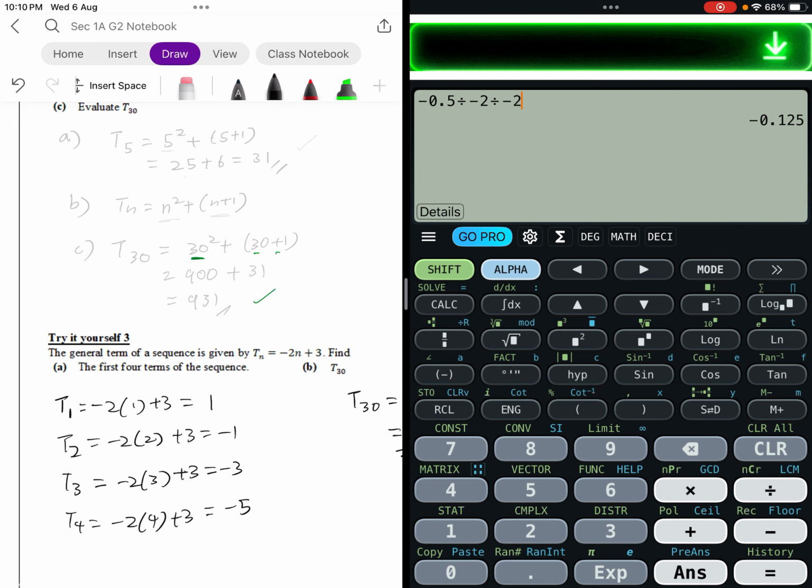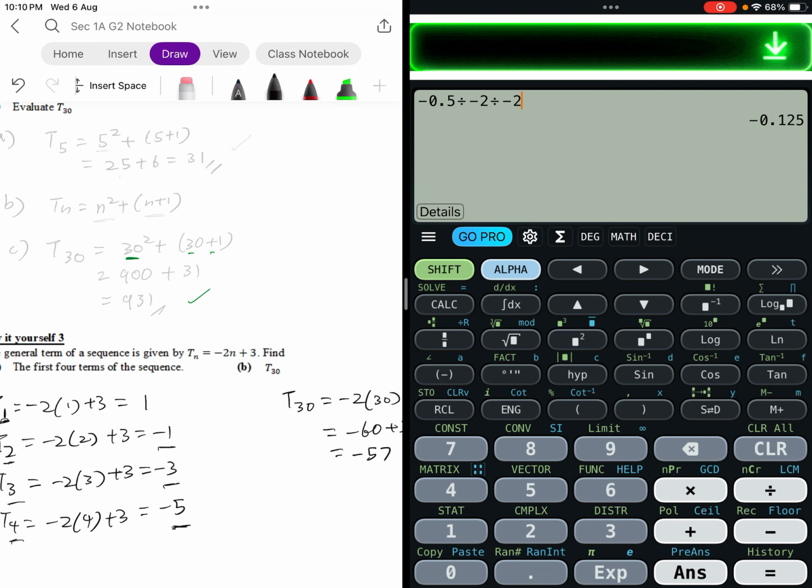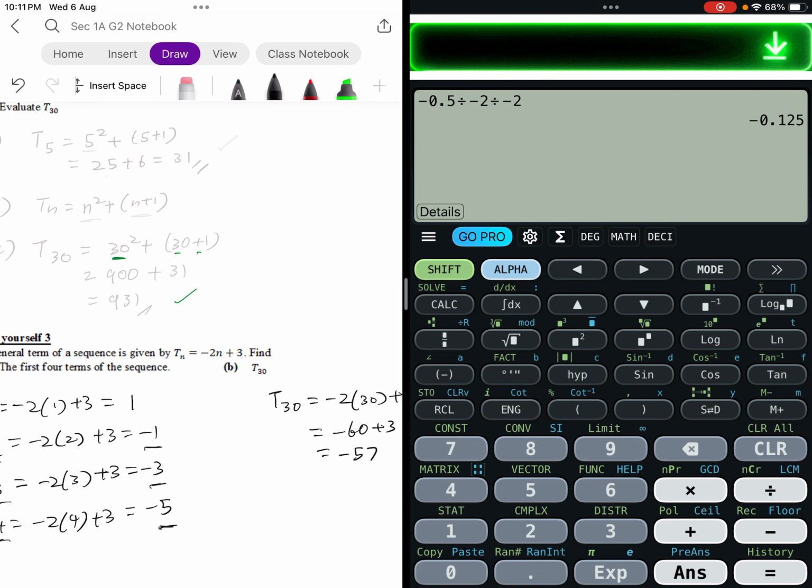So first place, n is 1. So minus 2 times 1 plus 3 equals 1. Then second place, you get minus 1. Third place, minus 3. Fourth place, minus 5. Very simple. Just put the place value, first, second, third, fourth, into n for the equation, and then find the value of that number at that placing.